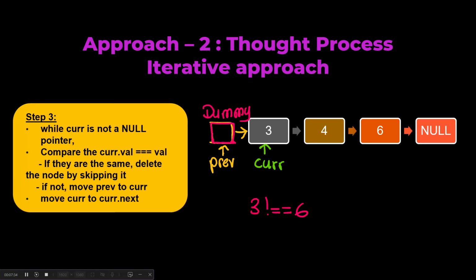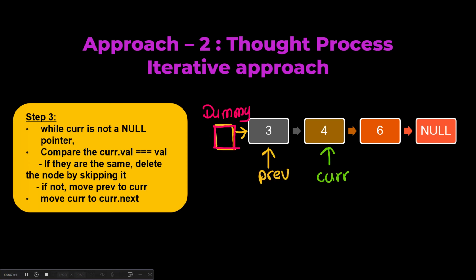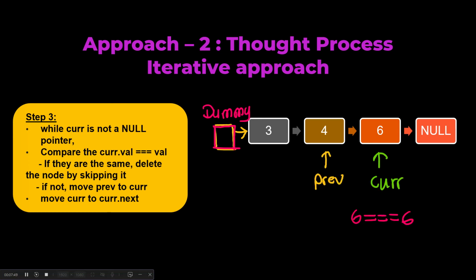In here, 3 and 6, they are not the same. So we move both previous and the current. After we move, this is where we are now. So we will check 4 and 6. 4 and 6, they are not the same. Again, we will move both pointers, and currently the pointer is at 6, head at 6. So 6 and 6, they are the same.